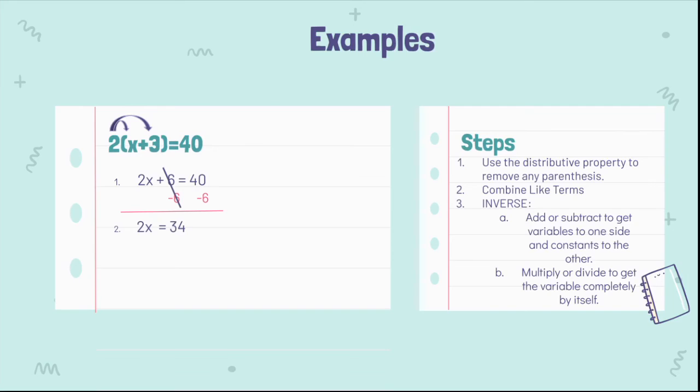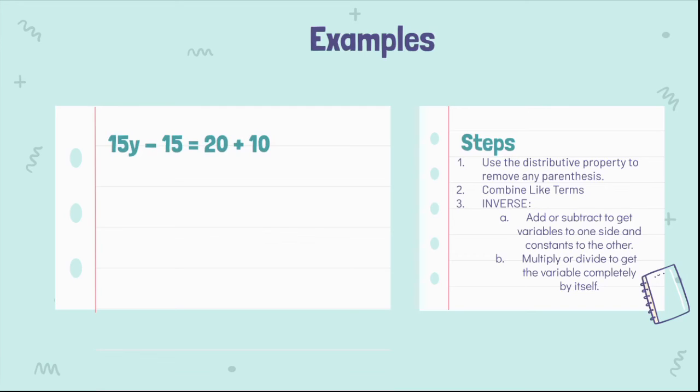So 2 is being multiplied by x now. Multiplication is the only operation we have left, so we can just do the inverse of that. Let's divide everything by 2. The 2 cancels out, and we get x = 17 as our final answer.